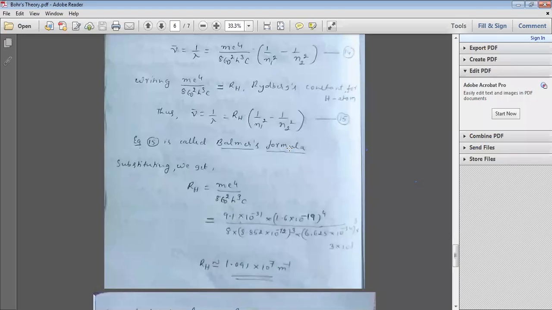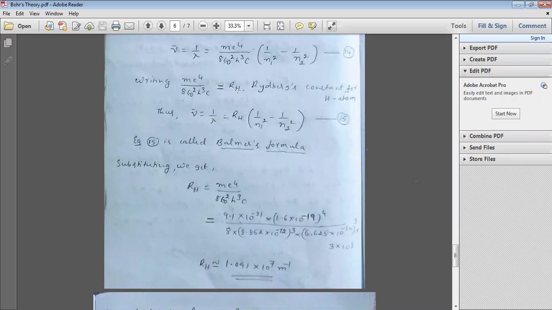Okay, please work it out. So this equation 15, nu bar is equal to 1 by lambda is equal to RH into 1 by n1 square minus 1 by n2 square, is called the Balmer's formula, where RH is a constant and this constant is what we call Rydberg's constant, and this is constant only for hydrogen atom. It is not for any other atom. It does not work for any other atom, it works only for hydrogen atom. So for hydrogen atom this is Rydberg's constant for hydrogen atom.